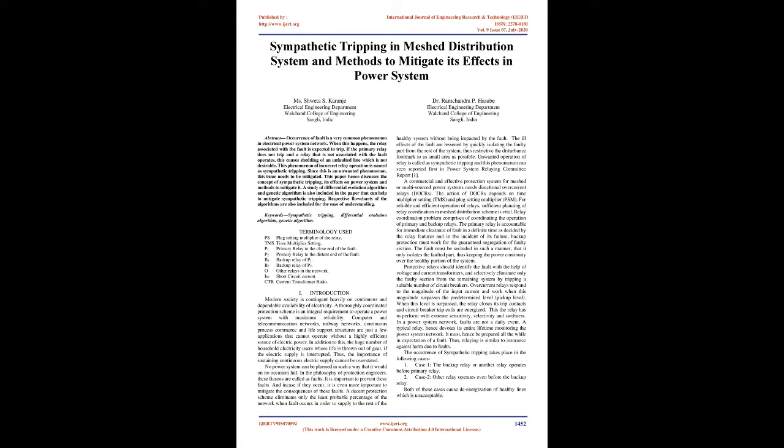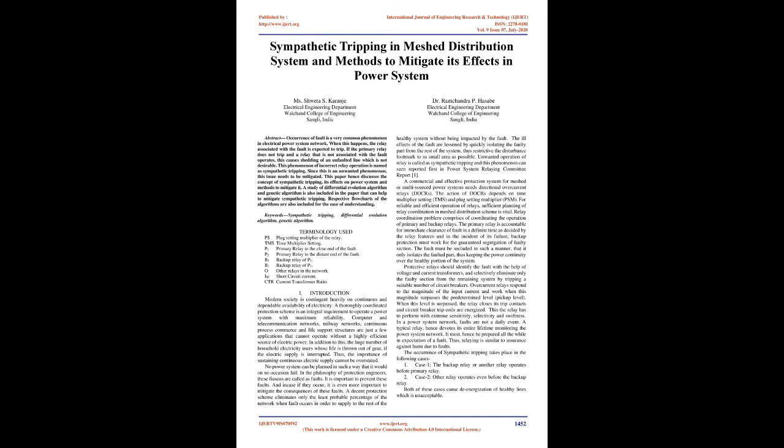Introduction. Modern society is contingent heavily on continuous and dependable availability of electricity. A thoroughly coordinated protection scheme is an integral requirement to operate a power system with maximum reliability. Computer and telecommunication networks, railway networks, continuous process commerce and life support structures are just a few applications that cannot operate without a highly efficient source of electric power. In addition to this, the huge number of household electricity users whose life is thrown out of gear if the electric supply is interrupted. Thus, the importance of sustaining continuous electric supply cannot be overstated.